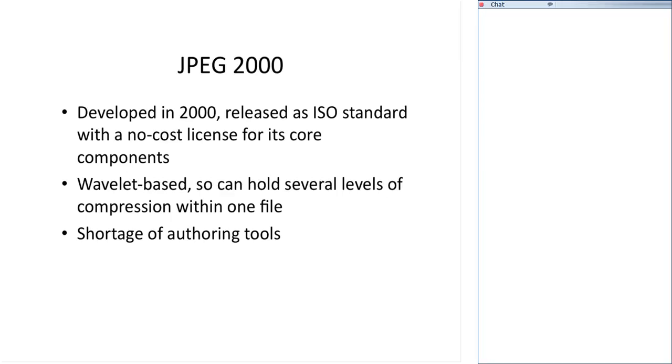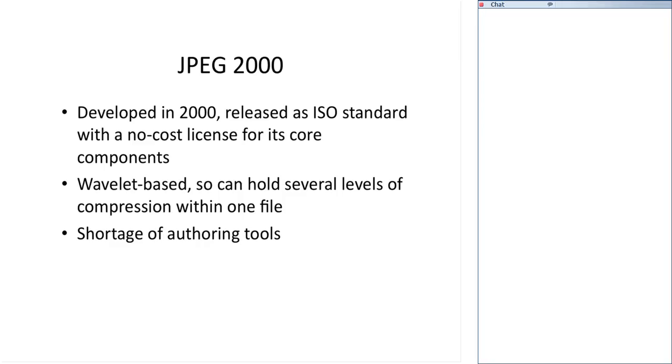The other format you may be hearing about and thinking about using in projects is JPEG 2000. It was developed in 2000 by the Joint Photographic Experts Group and released as an ISO standard, again with a no-cost license for its core component, similar to the way that Adobe owns the TIFF specification but has released it for use. JPEG 2000 is owned and maintained by the JPEG group, but is released as a no-cost file format for broad use.